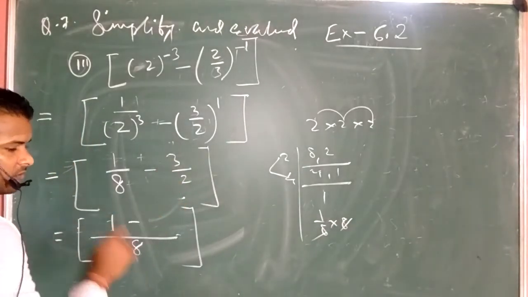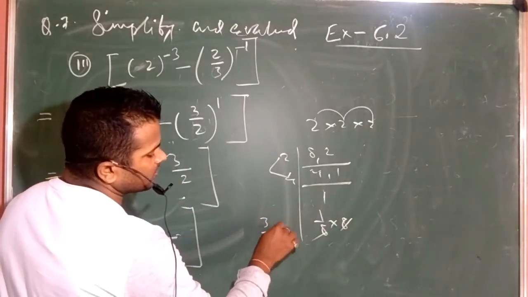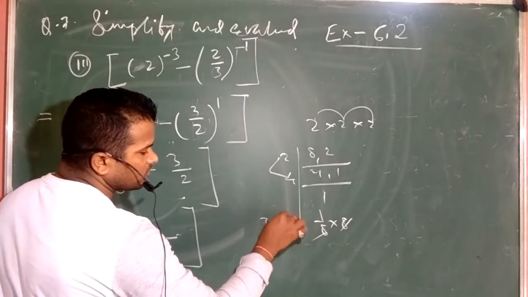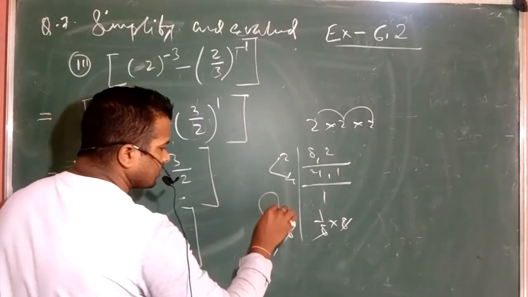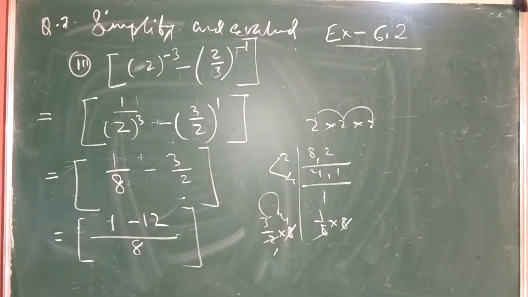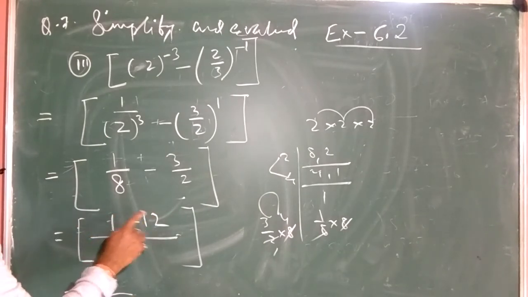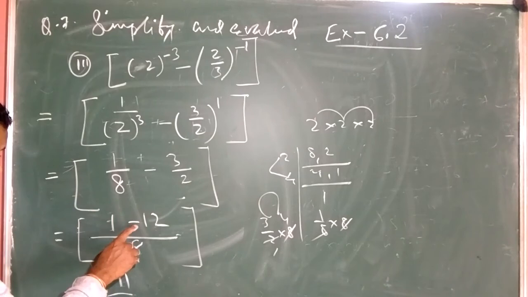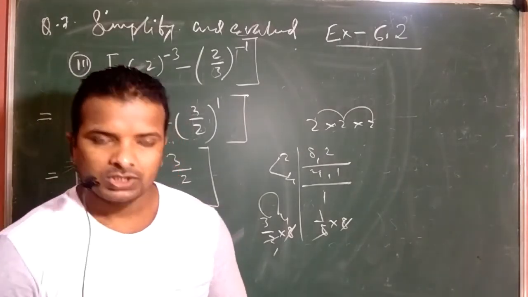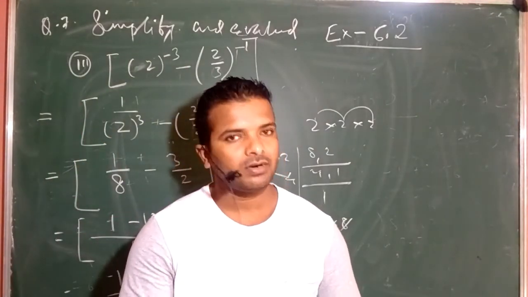Minus 3 by 2 into 8. Again 3 by 2, 3 by 2 into 8. So 2 1s are 2, 2 4s are 8. That means 3 4s are 12. 12. Now, so 8, we have 8. Here plus, here minus. Plus into minus, minus. 12 minus 1, 11. But the minus side is bigger, isn't it? That's why minus 11. That is the solution for Roman number 3. Try to do Roman number 4 and Roman number 5.